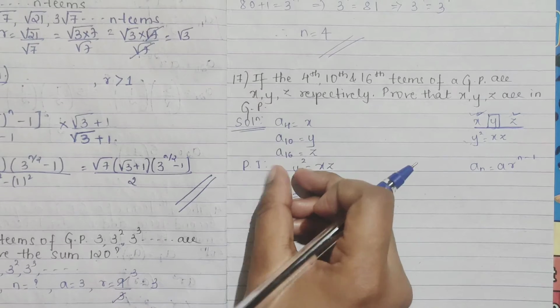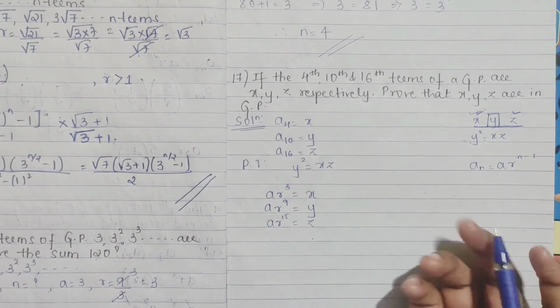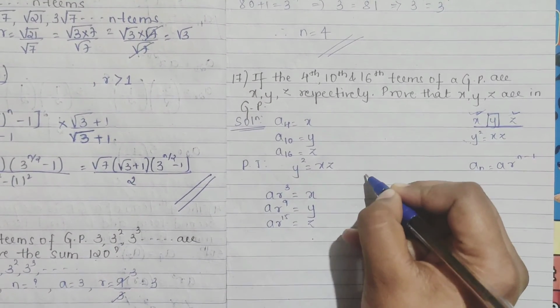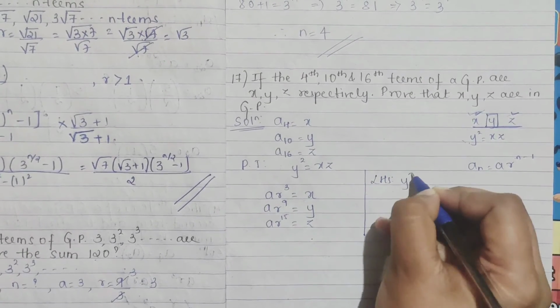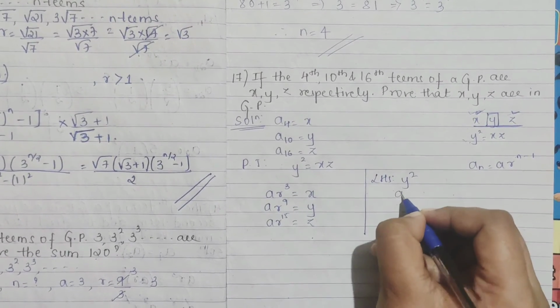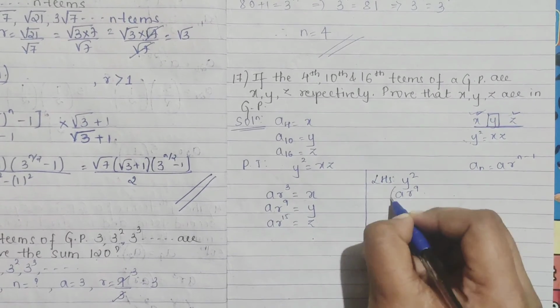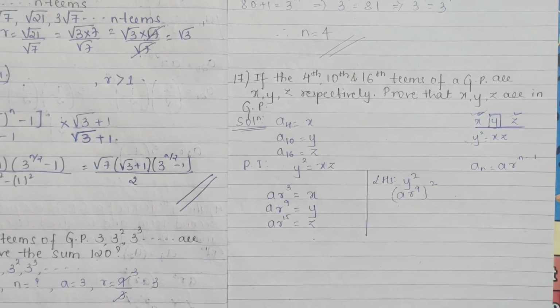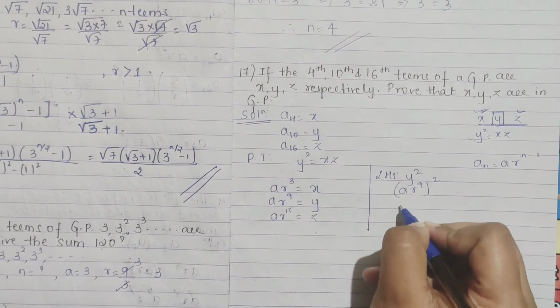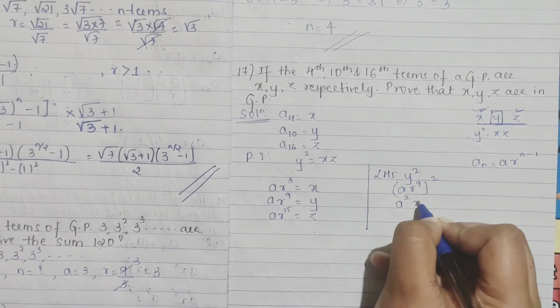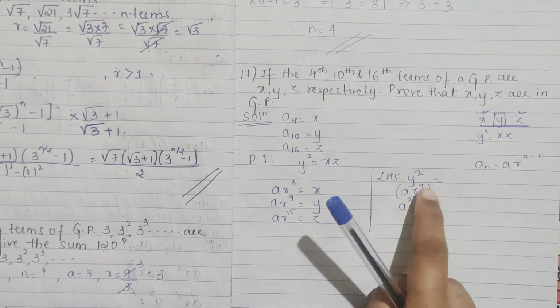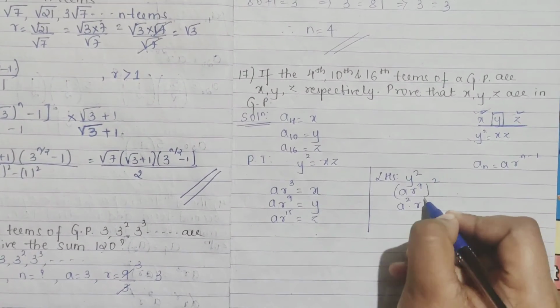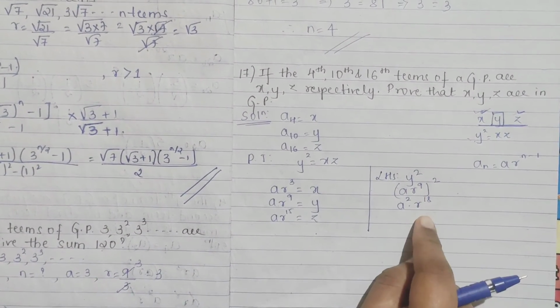Now we'll consider our LHS part and see whether we'll get RHS or not. So let me consider here only LHS, which is y square. What is y? AR 9 the whole square, right? So what will we get? A square and R 9 square is R raised to 9 into 2, 18. So LHS y square, you are getting this.